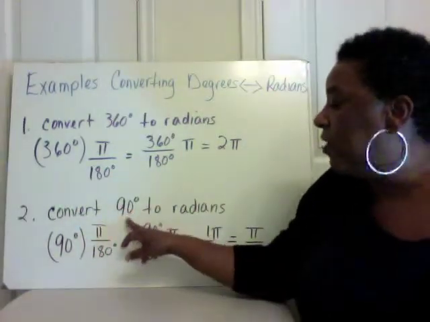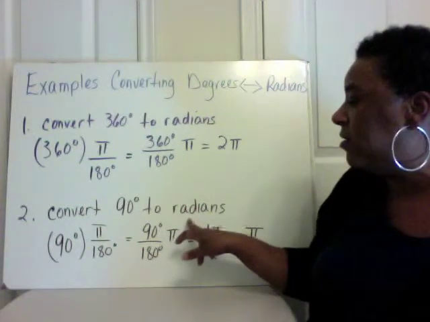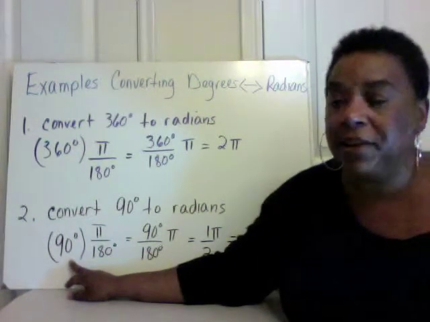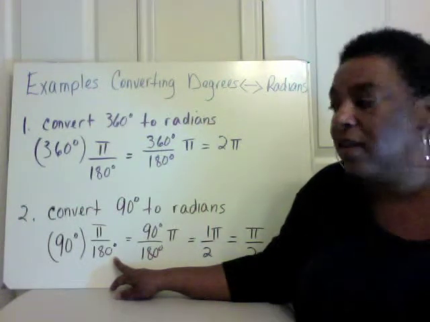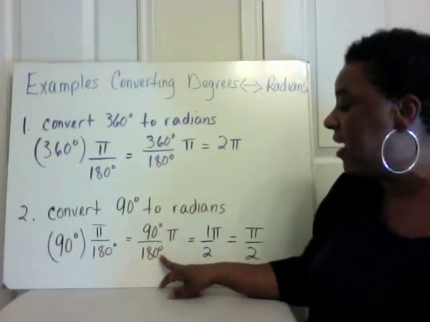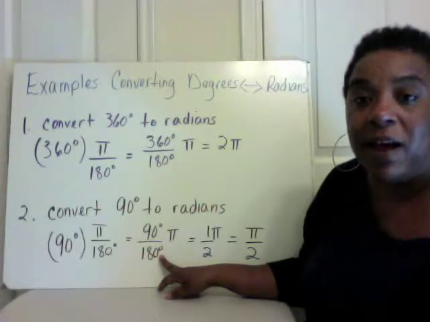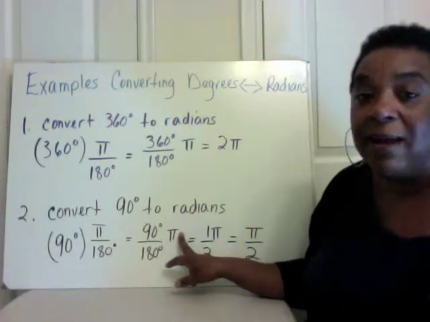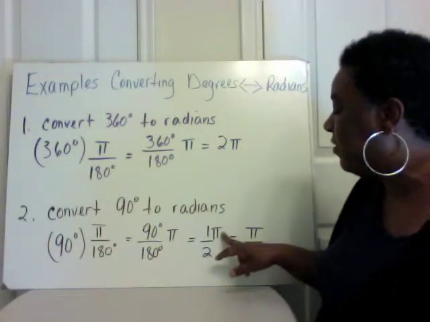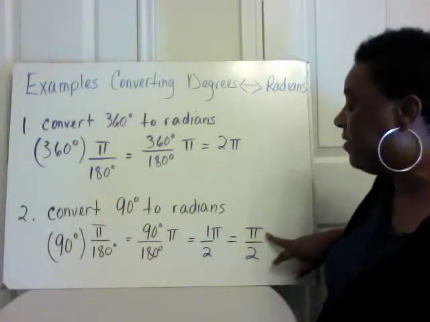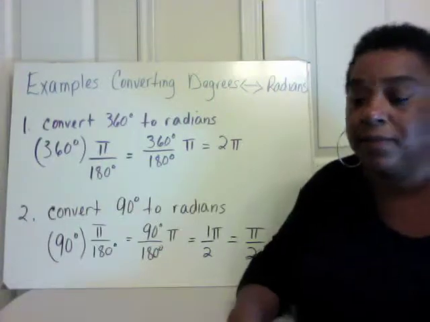Now we want to convert 90 degrees to radians. So we multiply 90 degrees times pi divided by 180 degrees. So we can rewrite this equation as 90 degrees divided by 180 degrees times pi. This simplifies to 1 over 2 times pi, so our final answer is pi halves.